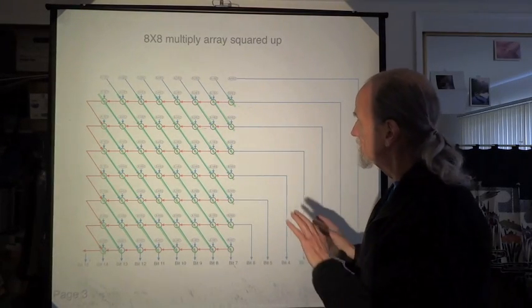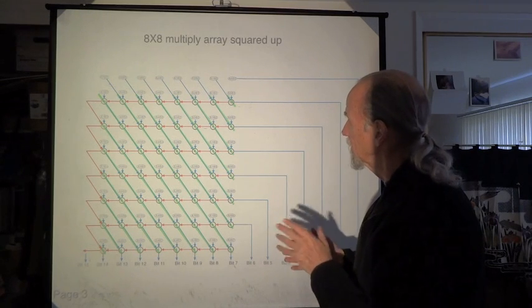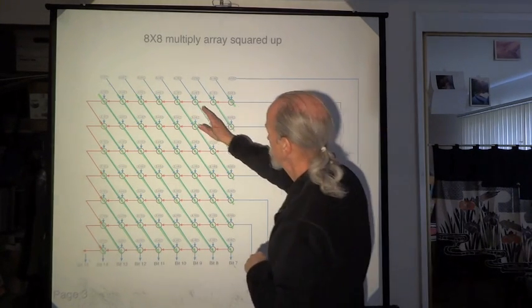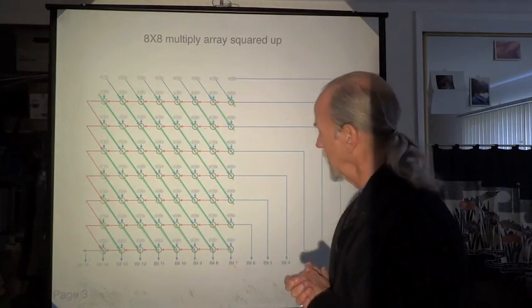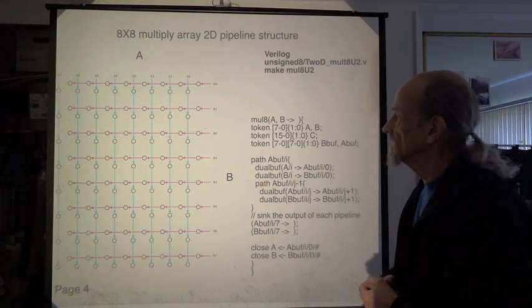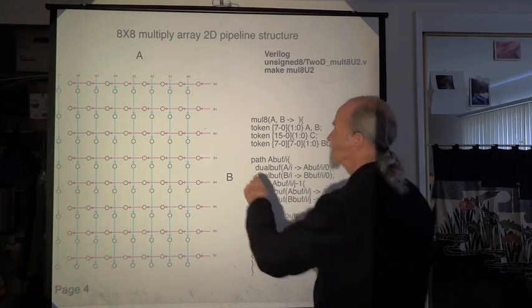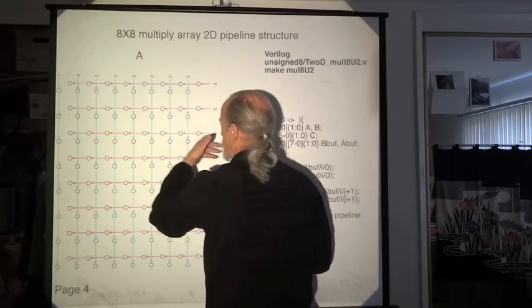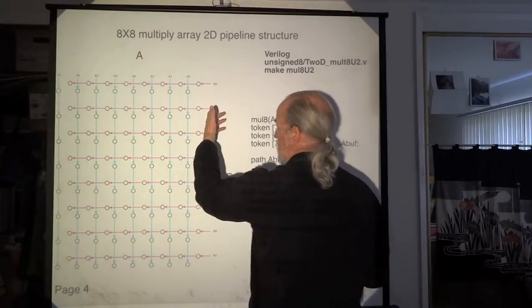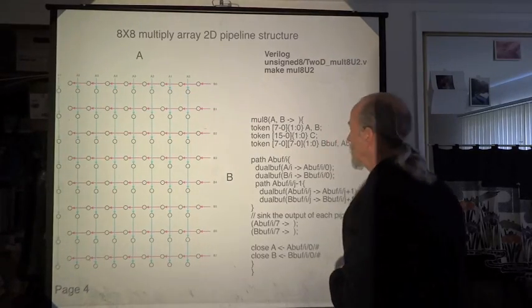So now the digits of the input variables are lined up within the array, and the partial products to be added are now diagonal in the array. So we're going to take advantage of this structure to make a 2D multiplier. And the first step of this is to make pipelines for each digit of each input. So the B's digits are going to pipeline this way, and the A digits are going to pipeline this way.